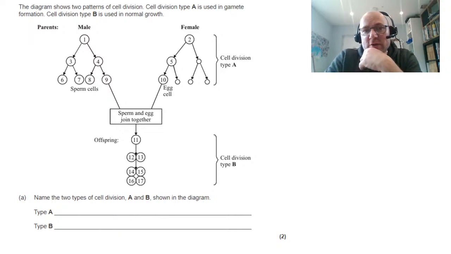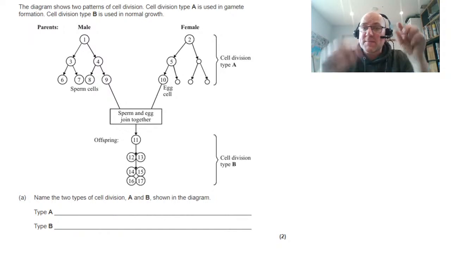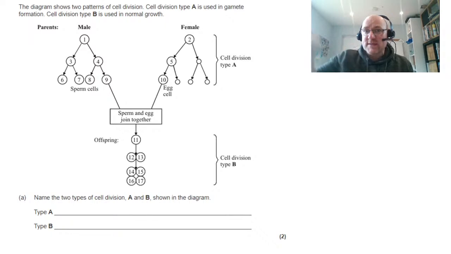So the top division here, cell division A, look how many daughter cells there are. 1, 2, 3, 4. And when this cell number 2 divides, it divides twice to make 4 daughter cells. So that means it's meiosis. And look, there's egg and there's sperm. So they were made by meiosis. Remember I said meiosis, the E is for eggs, the S is for sperm. Eggs and sperm are made in meiosis. So cell division A is meiosis.